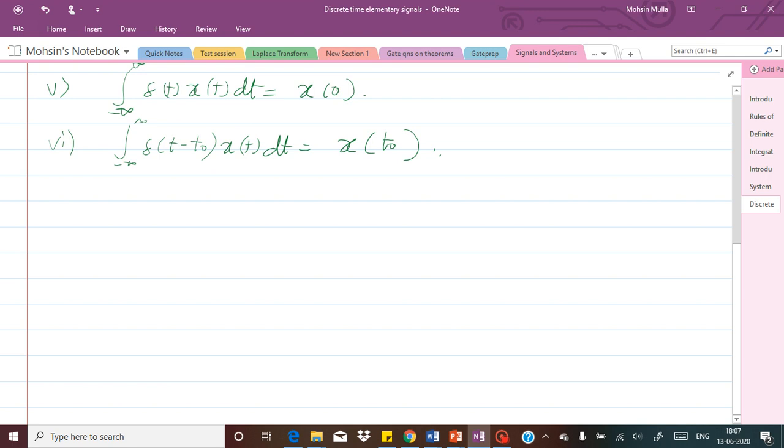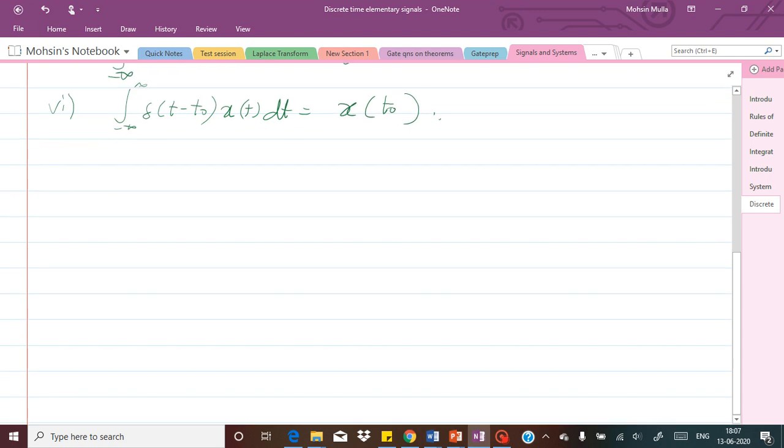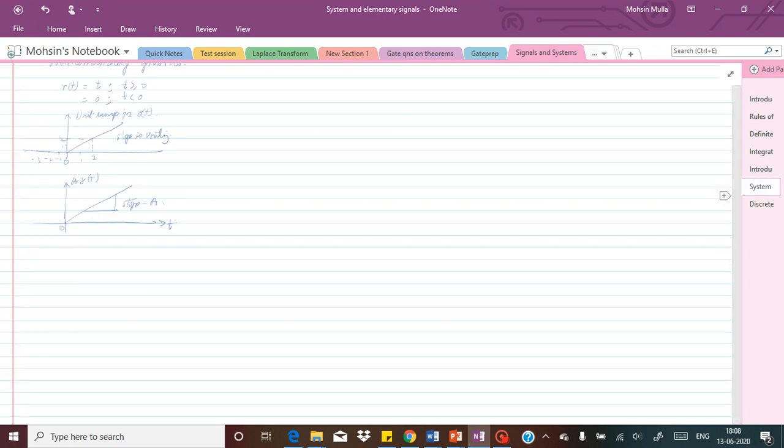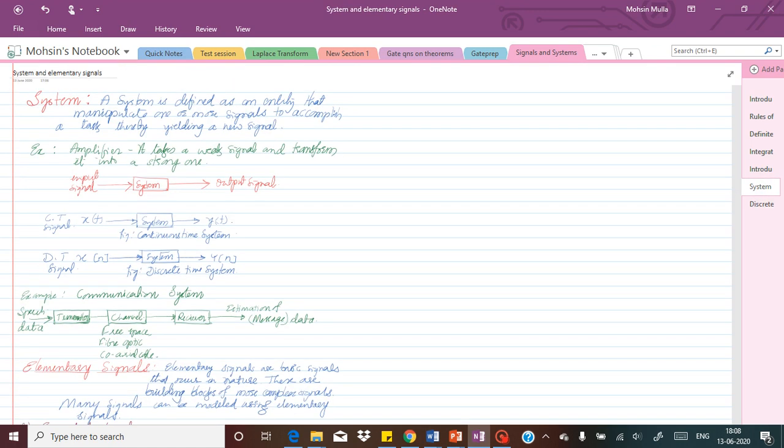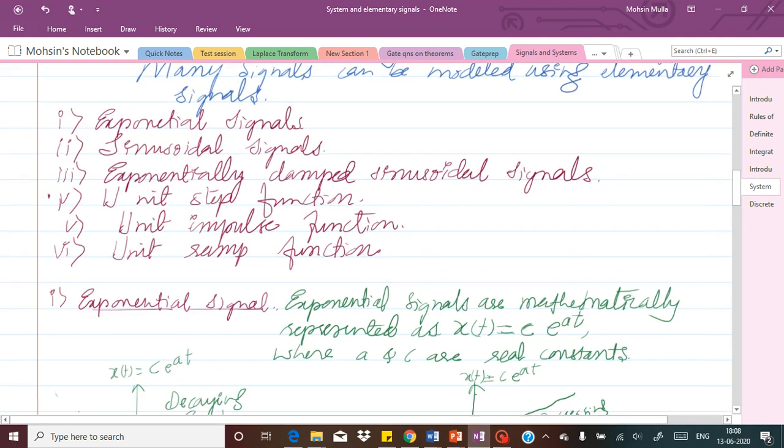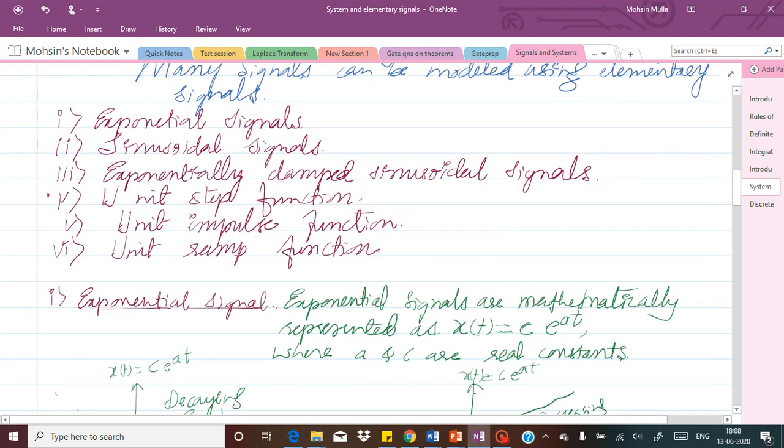Now I'm not going to write the list of the discrete time elementary signals, because they are exactly the same types of elementary signals that we already wrote in the previous video lecture. You can just refer to it: exponential signal, sinusoidal signal, exponentially damped sinusoidal signal, then unit step function, unit impulse function, unit ramp function. Instead of signal or function, it will be called a sequence. That will be the only difference here. Let us try to write the signals for discrete time.